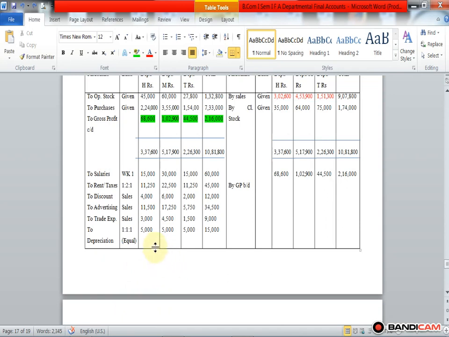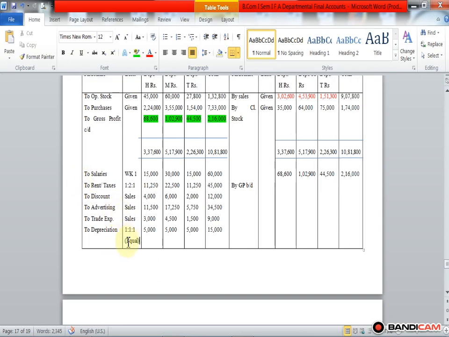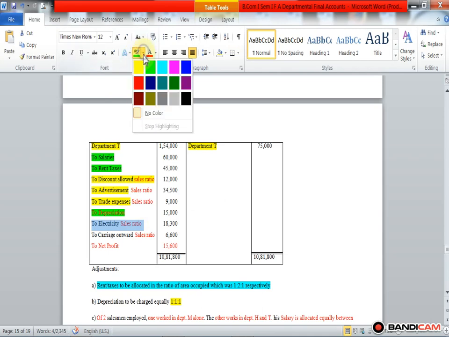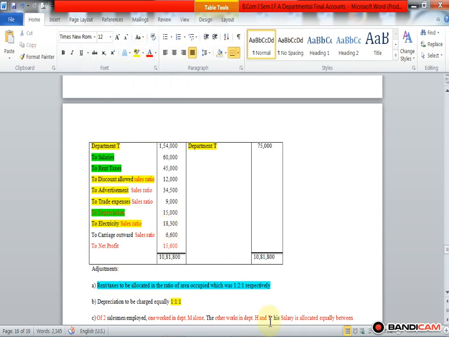So distribution of depreciation equally. Here the depreciation amount is 5,000, 5,000, 5,000 for each department. Now distribute the electricity. Electricity is distributed on the basis of sales ratio.